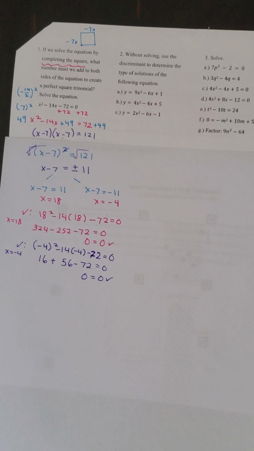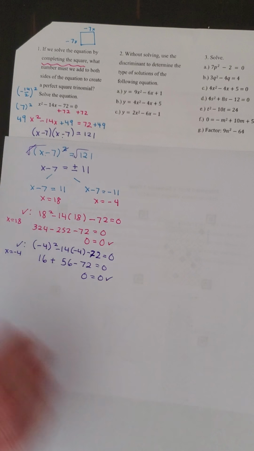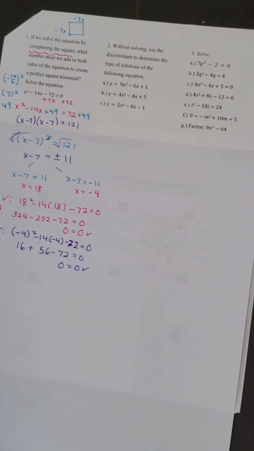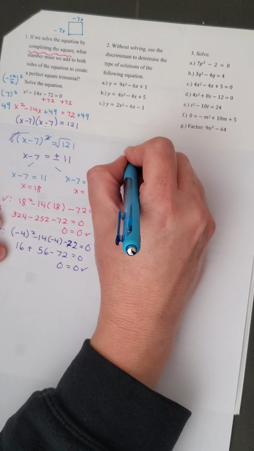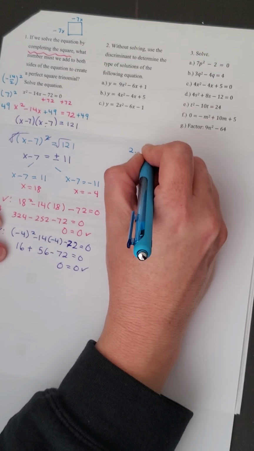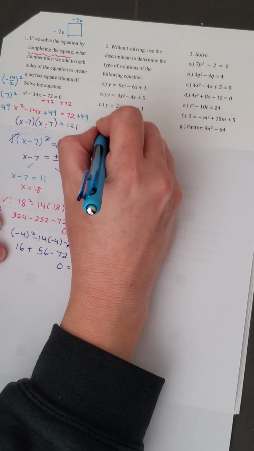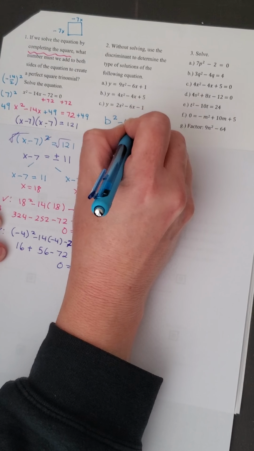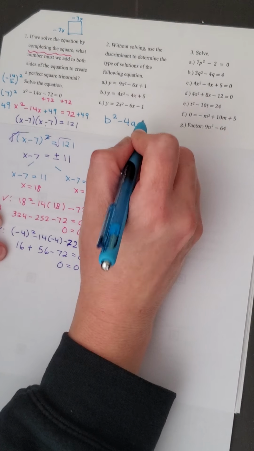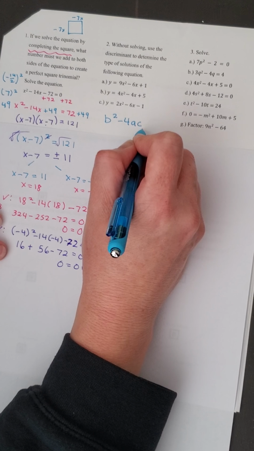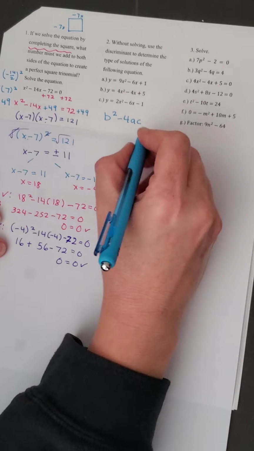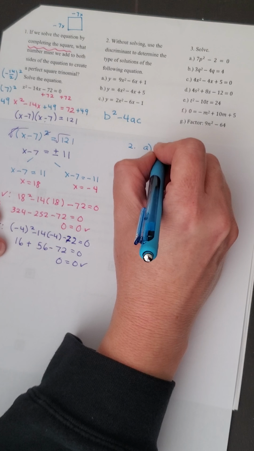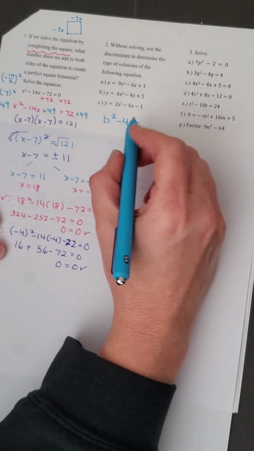Okay, without solving, use the discriminant to determine the types of solutions. So remember that the discriminant is b squared minus 4ac. And so what happens is if this is positive, we'll have 2 real, negative, we'll have 2 imaginary, and 0 will have 1 real. So we're going to identify b and a and c.